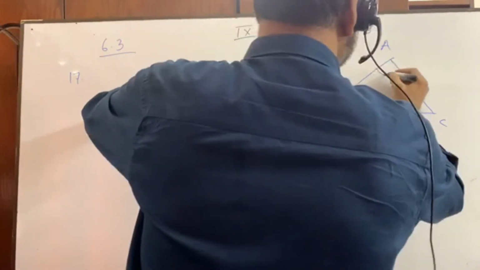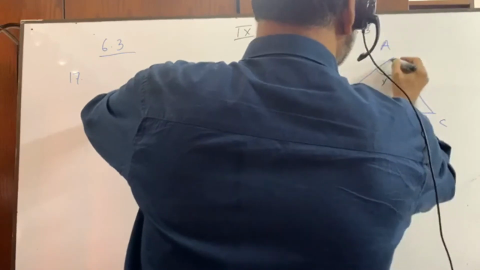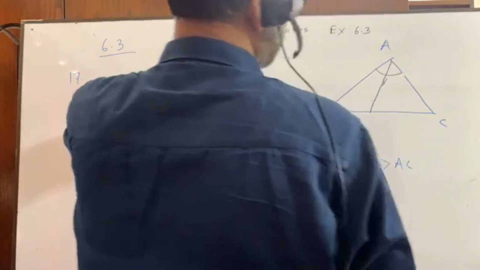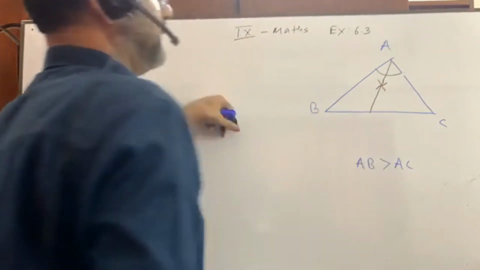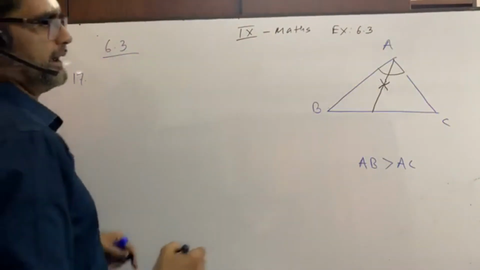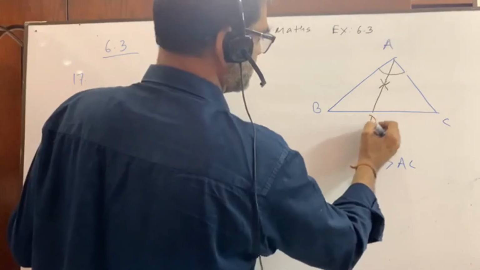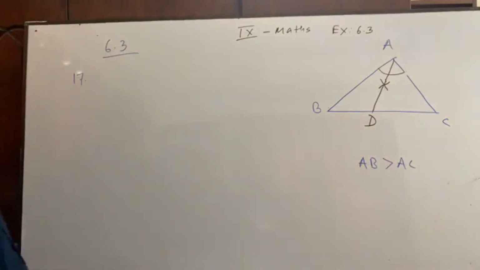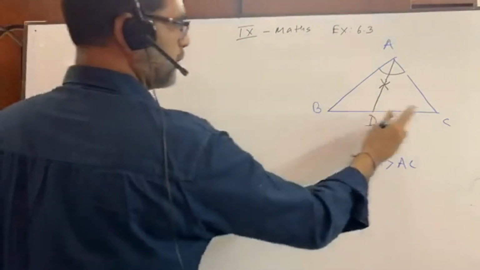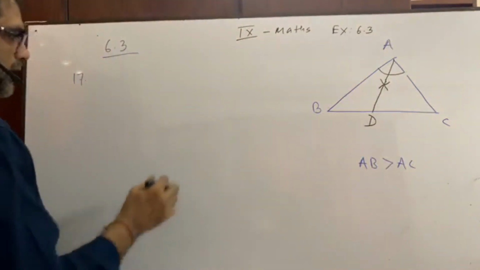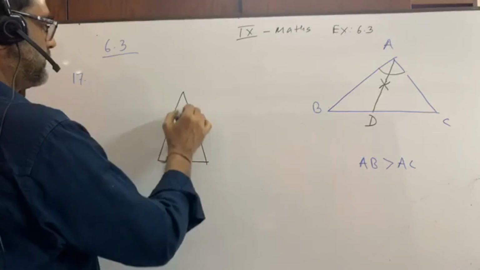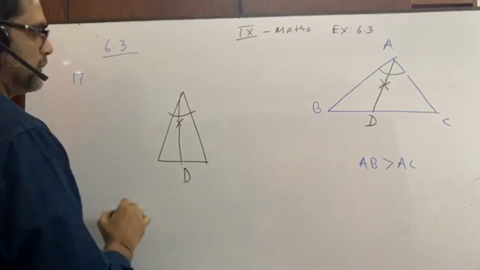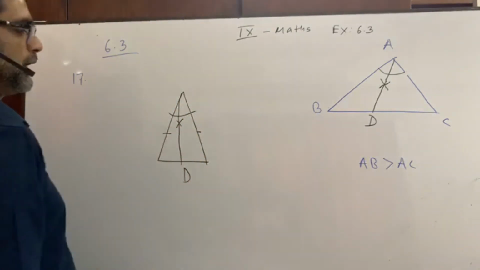So we have to bisect it in this way. This is the bisector of angle A. The bisector of angle A is AD, which intersects BC at the point D. Don't think that D is the midpoint. Here D is not the midpoint. D would be the midpoint if these and these were equal.